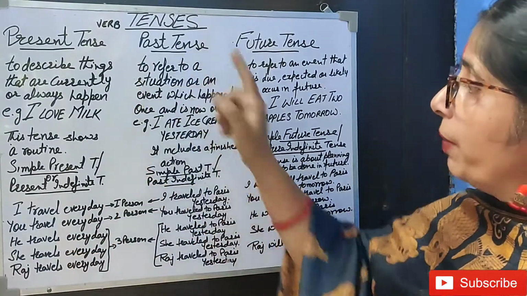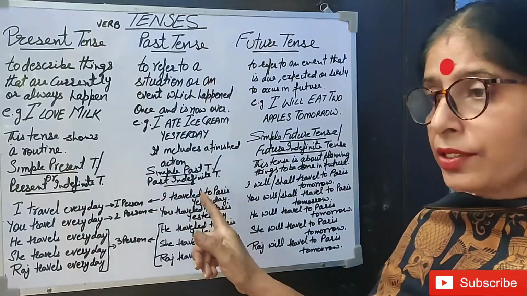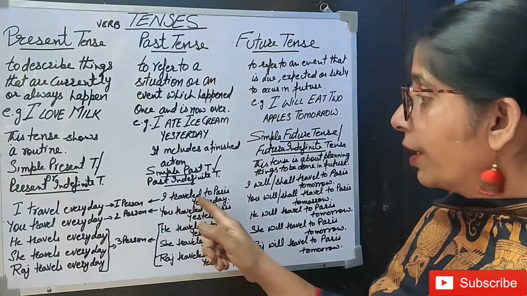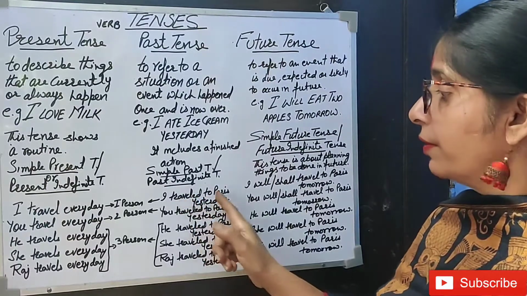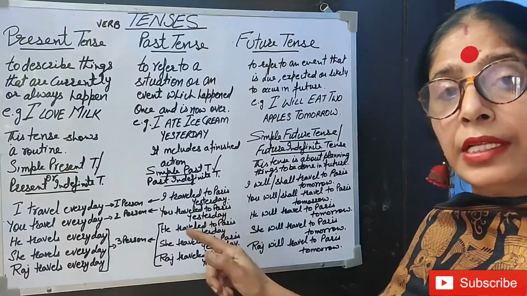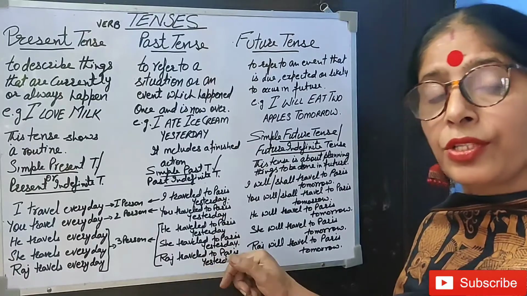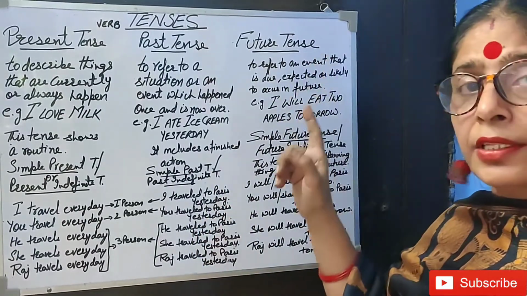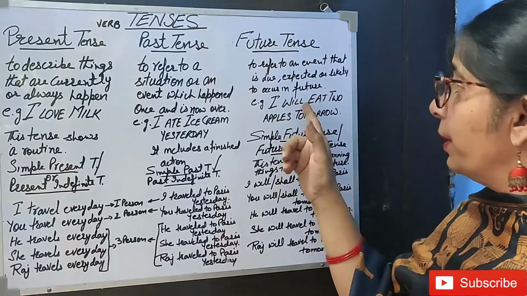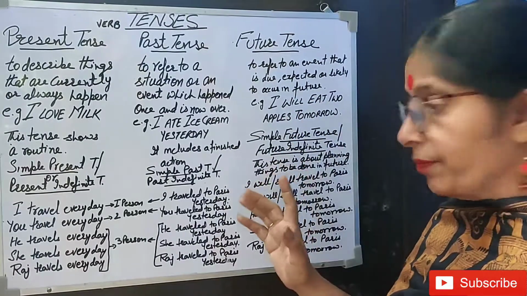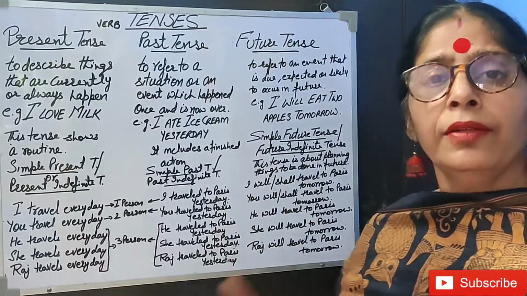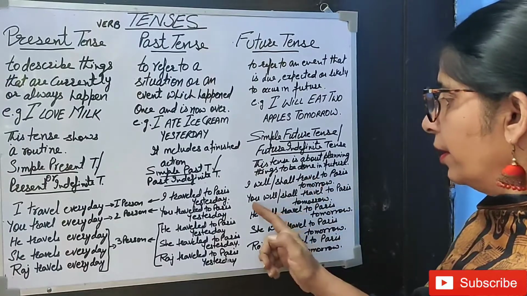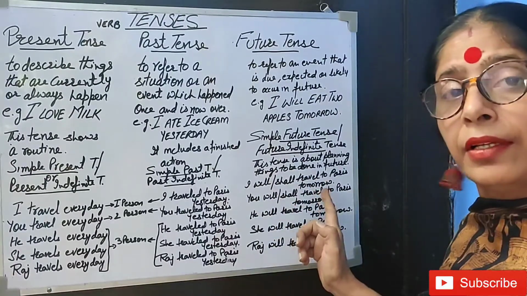But when it comes to past tense, past indefinite, then we have to use the second form. I traveled, not travel. I traveled, you traveled, he traveled, she traveled, Raj traveled. Second form. And when this is future tense, your words would be either will or shall. And then again first form. I will or I shall travel.